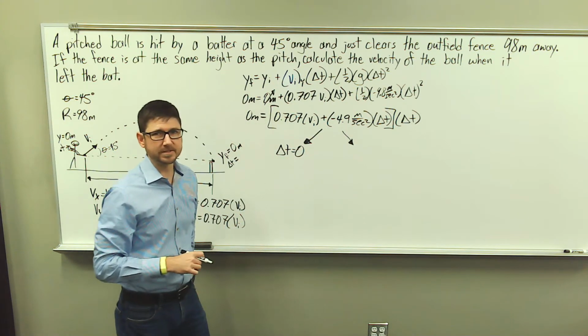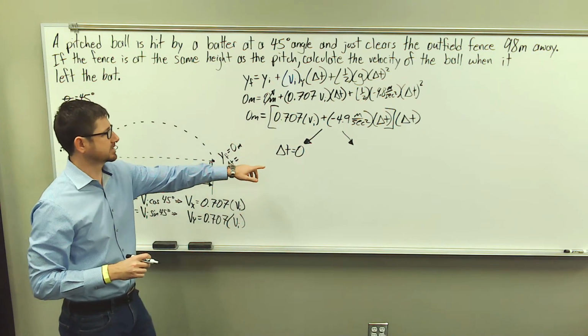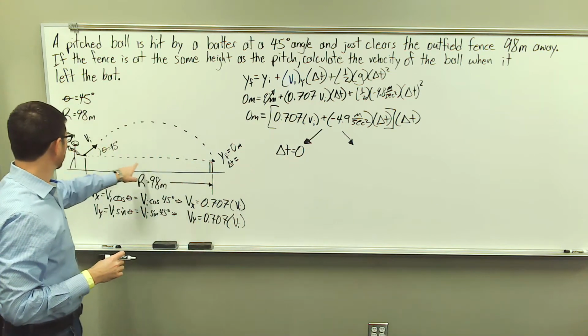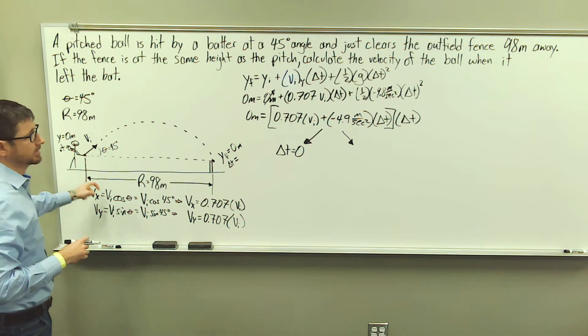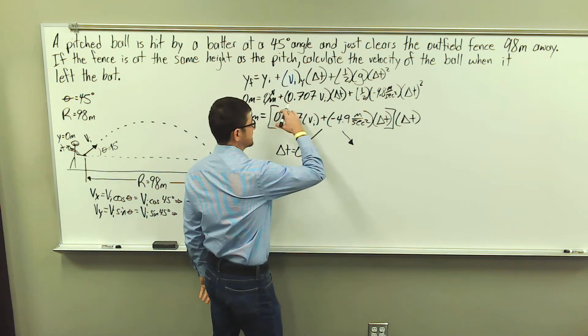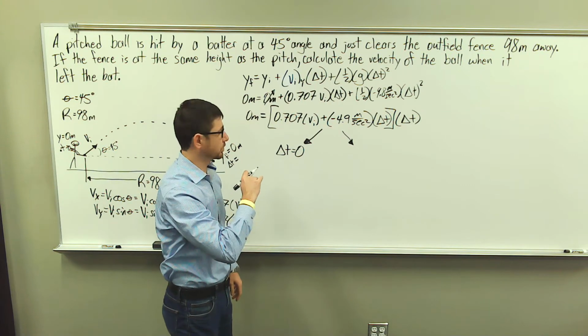And this is one of our times. Well, let's take a look at this. Delta t equal to 0. Well, we know our initial time is 0 seconds, okay? So that looks good. Now this part is going to be equal to 0.